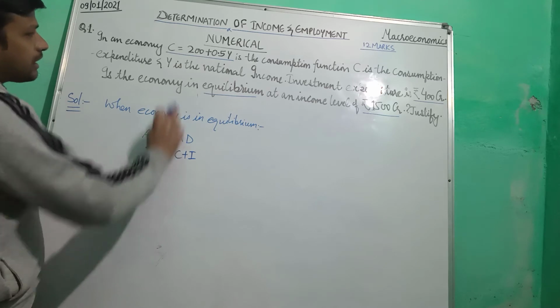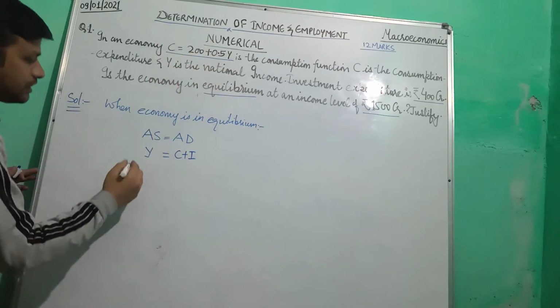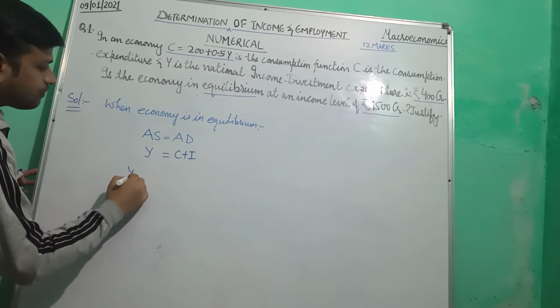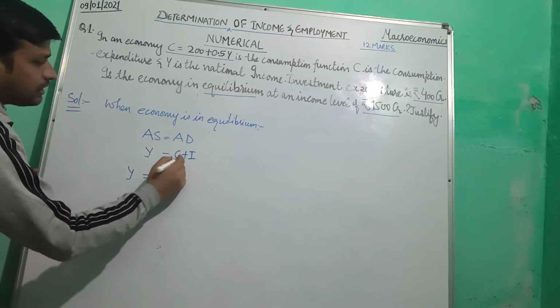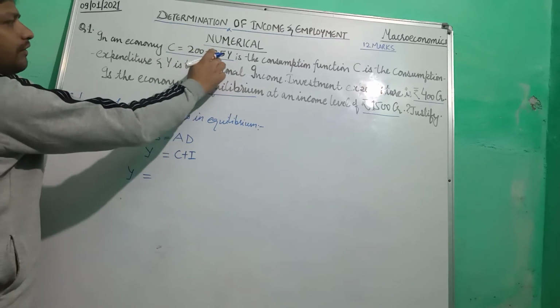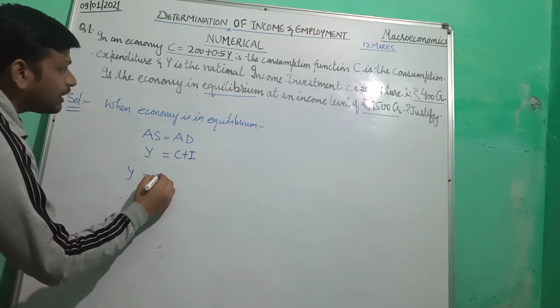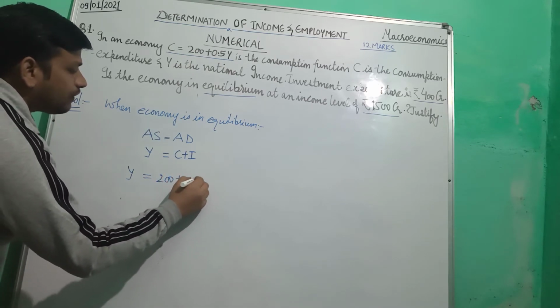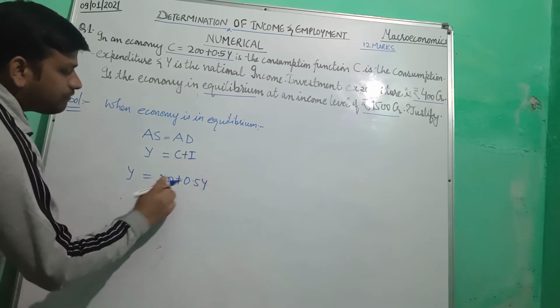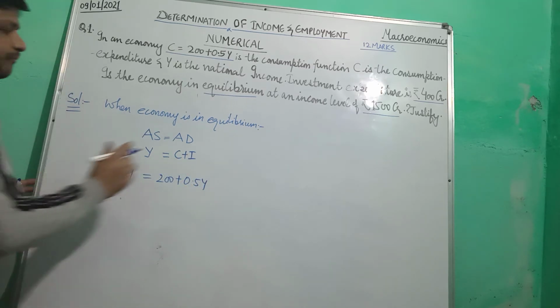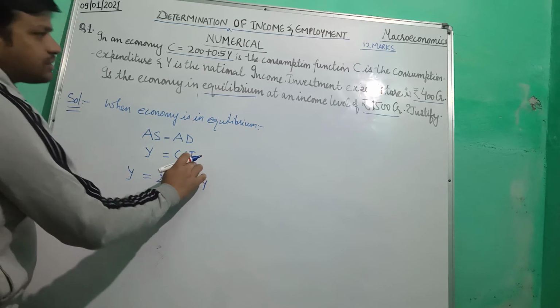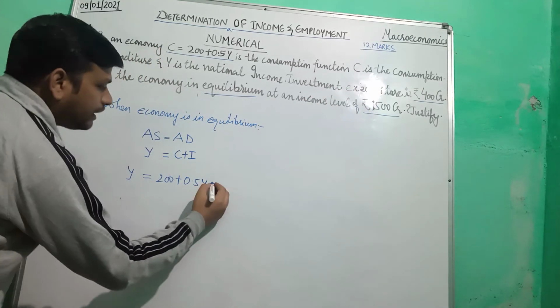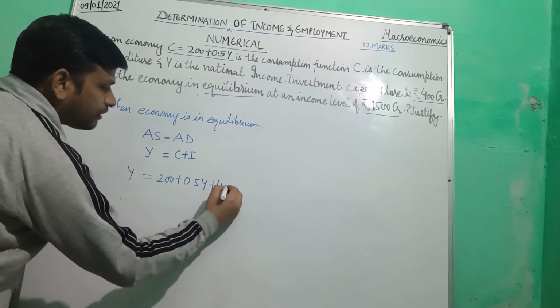C represents the value of the consumption function. Instead of writing C like this, you can write 200 plus 0.5 y in its place. So Y equals 200 plus 0.5 y plus I, and I is also given to you, 400, so in place of I we can put 400.